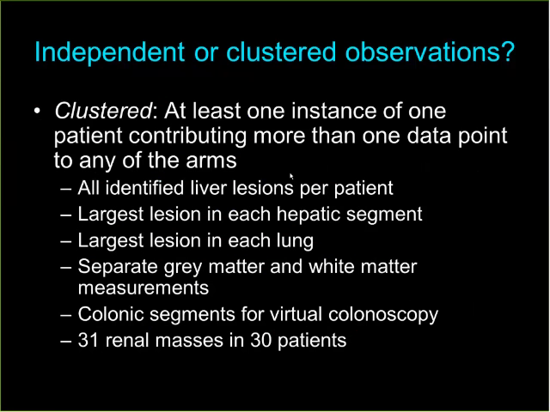This may occur, say, if we're taking all of the identified liver lesions in each patient, or the largest lesion in each hepatic segment, or the largest pulmonary nodule in each lung. We're doing separate gray and white matter measurements. We're looking at each colonic segment in virtual colonoscopy. Even if we have 31 renal masses in 30 patients, and just one of those patients had two masses, we now have a clustered data structure.